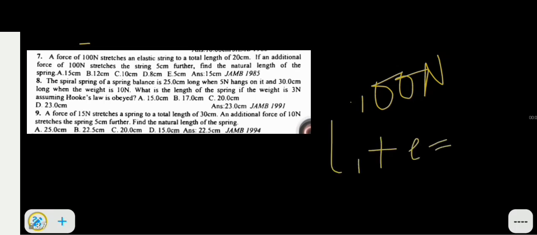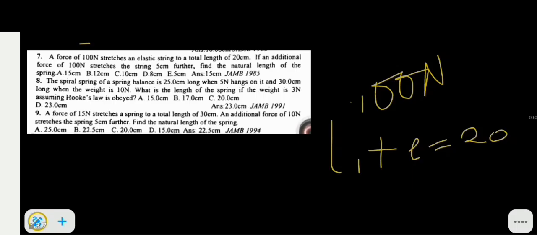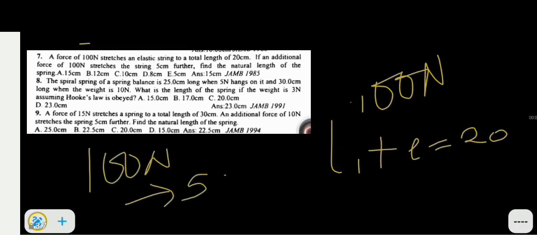So it's very straightforward. Anytime you see natural length, all you're looking for is L1. So L1, which is the original length, plus the extension, everything should give you 20. We were told that an additional force of 100 Newton, like they applied an additional force, and that force caused the string to stretch 5 cm further. So you can pick it from there that the extension for 100 Newton is 5 cm. Because when the force of 100 Newton was applied, the string stretched by 5 cm.